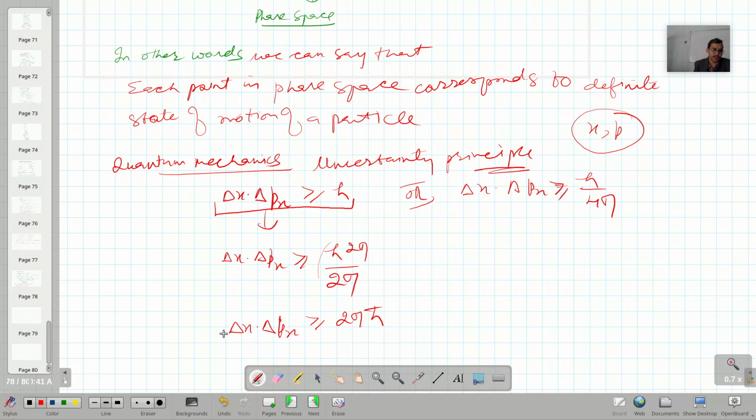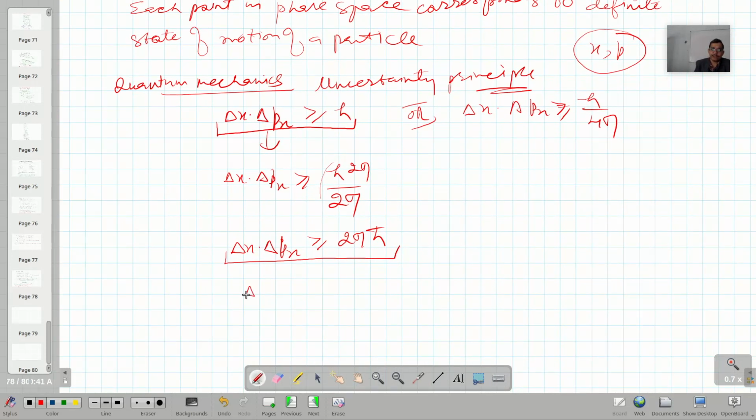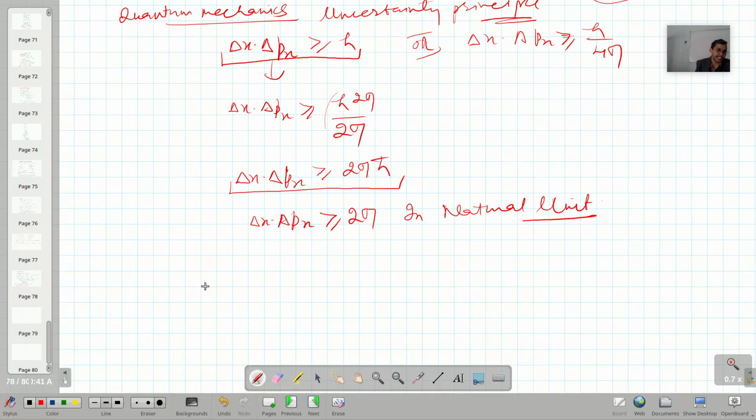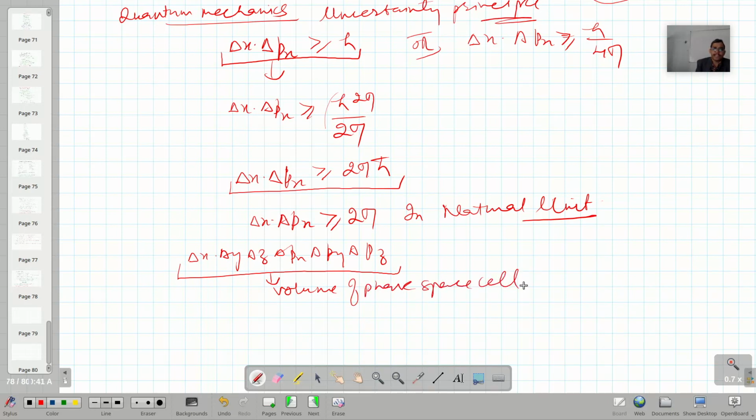It is 2 pi h cross, right? And in natural units, we can write delta x into delta px is greater than or equal to 2 pi. It is in natural units, right? And if we consider a three-dimensional case, where we have delta x, delta y, delta z, delta px, delta py and delta pz, then what does this represent? This represents the volume of a phase space cell, or it is also called an elementary cell.